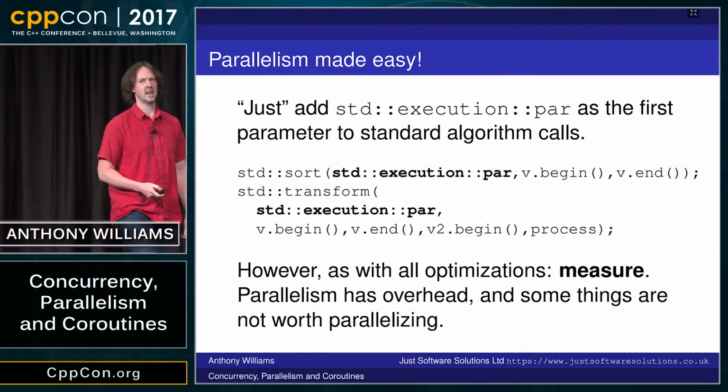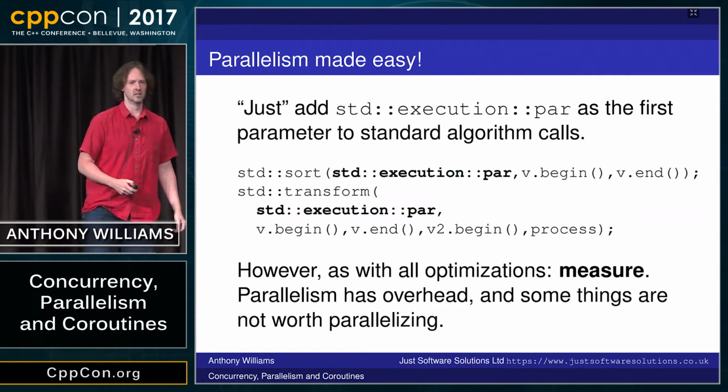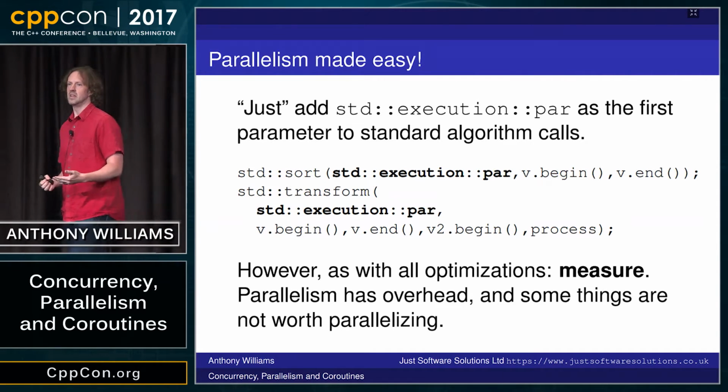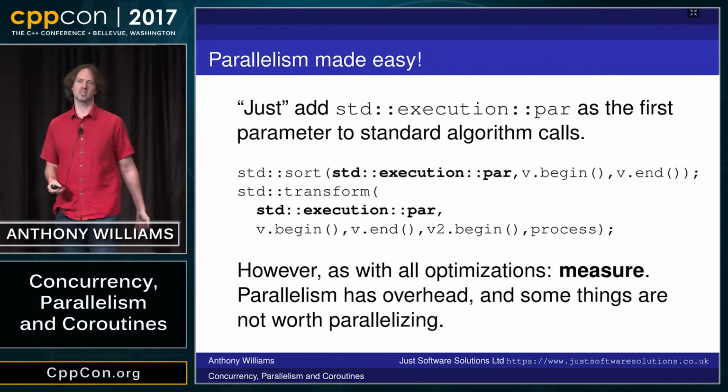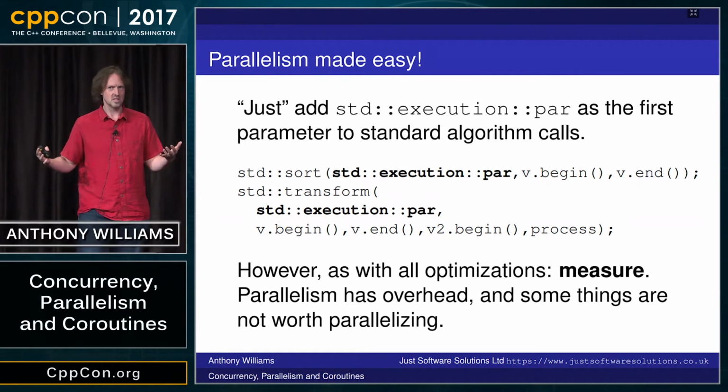Now, if you try and sort 10 elements, there's no point trying to make it parallel. But actually, there might not be any point, even if you've got 100,000 elements. It's worth checking.